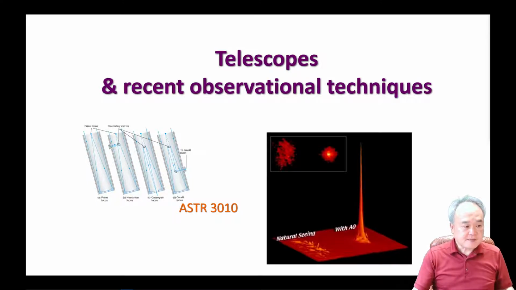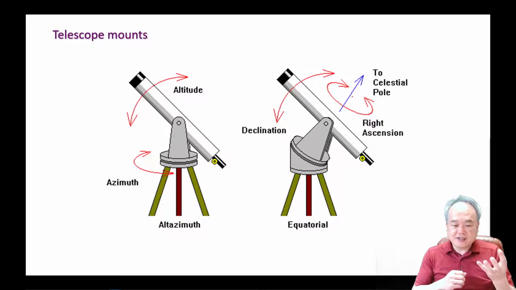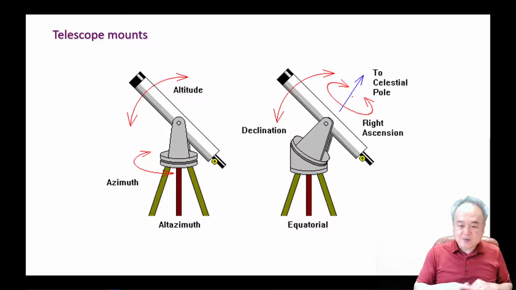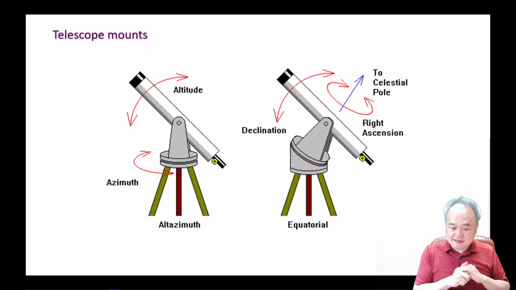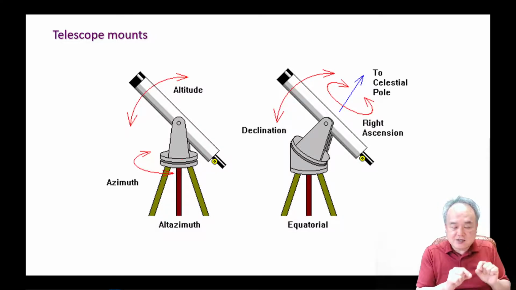Okay? So first, the telescope mounting system. This is very closely related to the coordinate system that we learned about last time. The first one is where the telescope is mounted so that the two tilting angles, the two guide angles that determine the pointing of the telescope, follow exactly the concept of the alt-azimuth coordinate system.